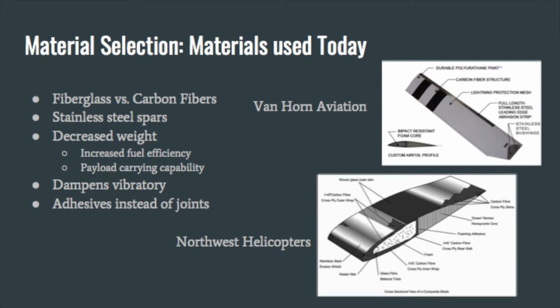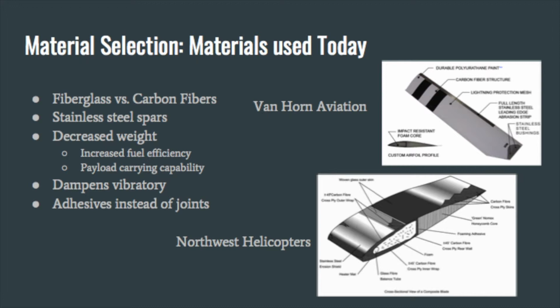Materials used today in industry include fiberglass or carbon fibers used for the outer skins and stainless steel spars. The use of carbon fibers or glass fiber reinforced polymer composites in rotor blades decreases the weight when compared to aluminum and dampens the vibrating nature of the blade during flight. Also, lightweight blades can increase fuel efficiency and payload carrying capability. Glass fibers have good strength and chemical resistance, while carbon fibers have higher stiffness.